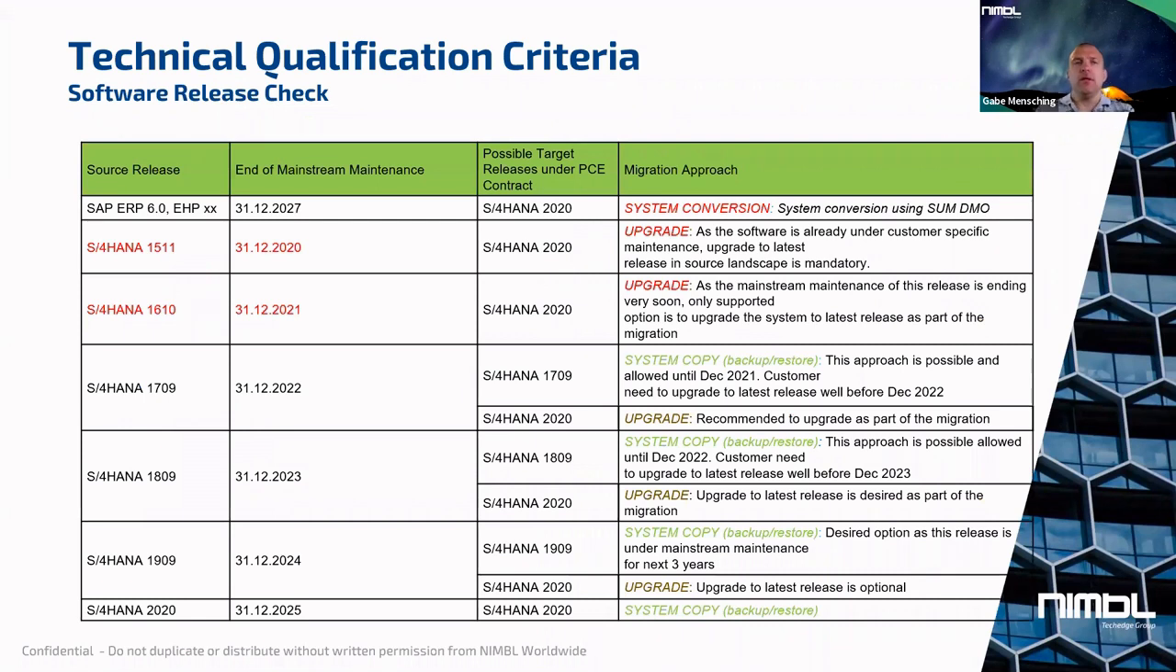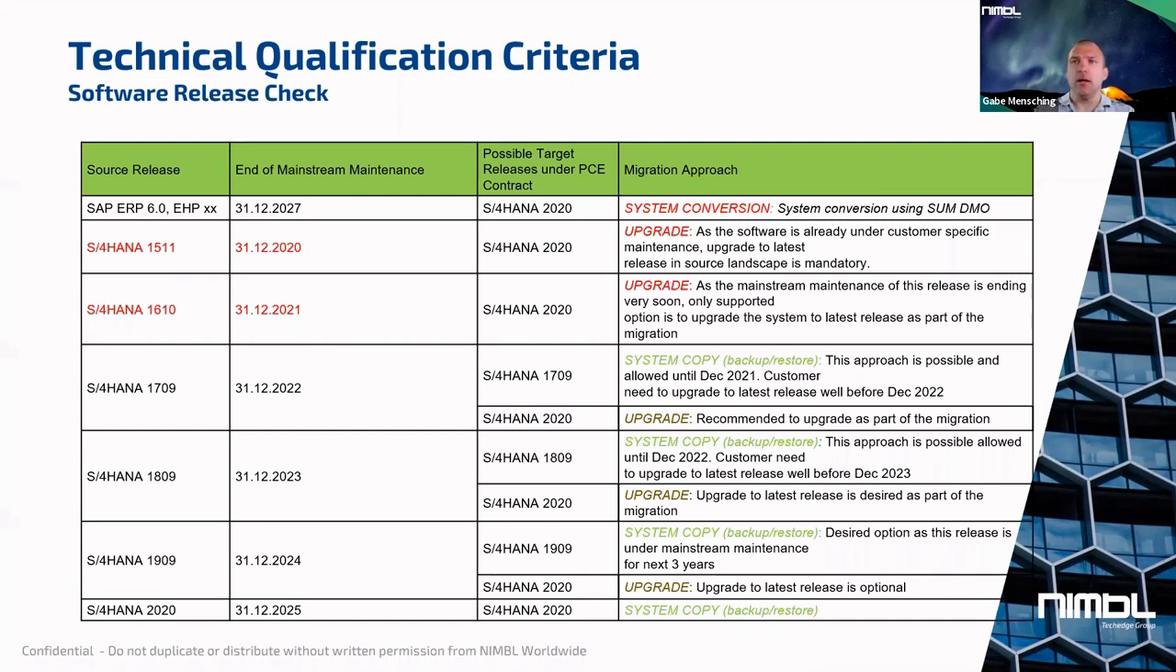Next slide, please. So some of the technical qualifications that are going to come into play, as we said, from an S/4HANA perspective, as long as you're on 1709 or higher, you can system copy directly over. When we look at 1511, which mainstream maintenance ended at the end of 2020, those systems, SAP requires you to upgrade to the latest release in the source landscape before migrating over to PCE. For 1610 customers, that support is ending mainstream maintenance at the end of this year, 2021. SAP is going to require you to upgrade to the latest release as part of the migration.